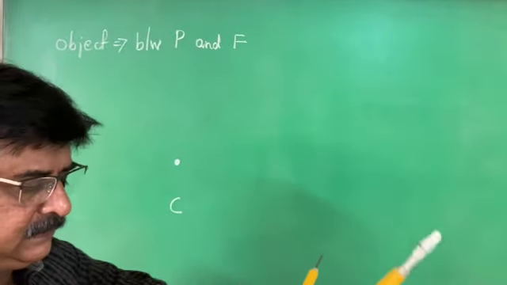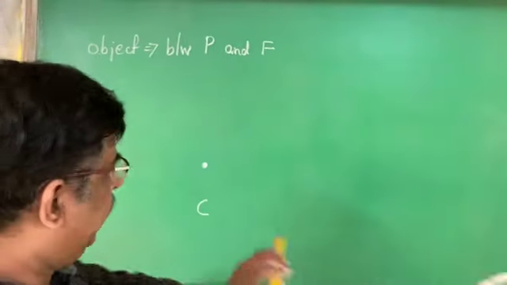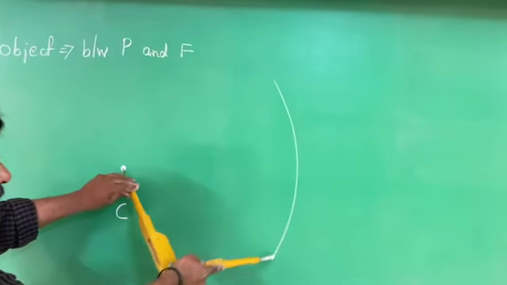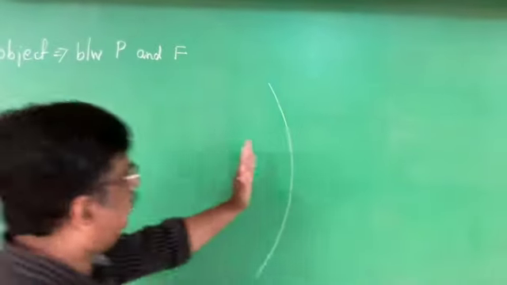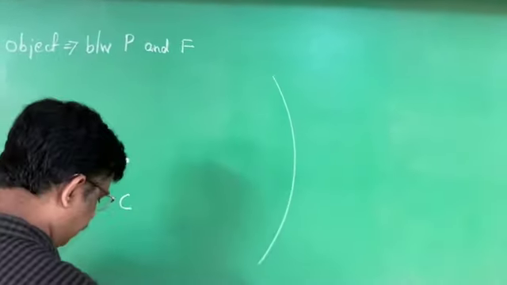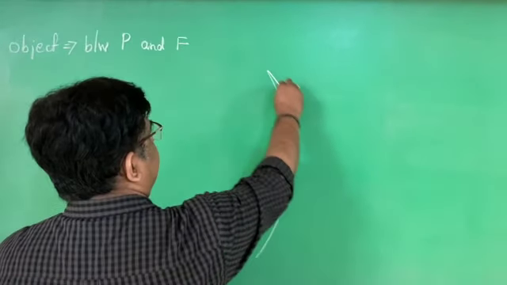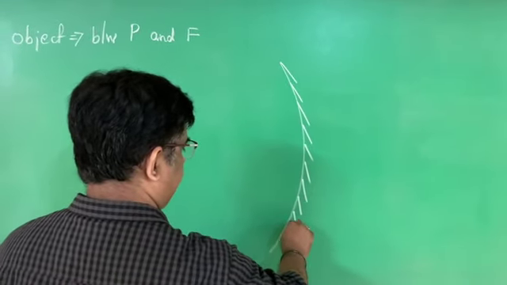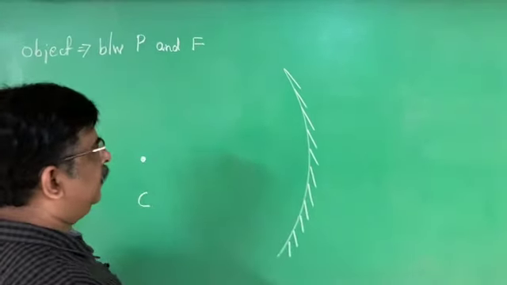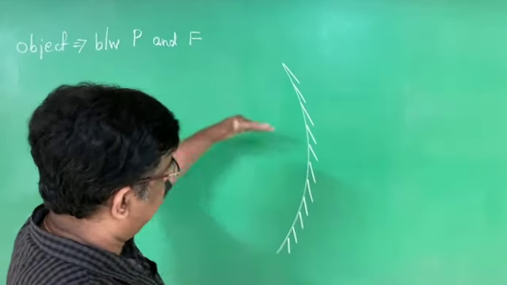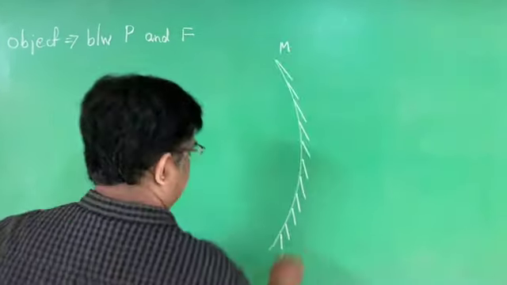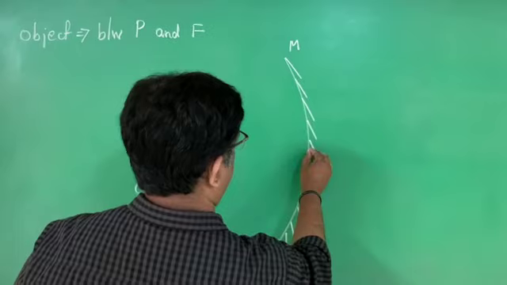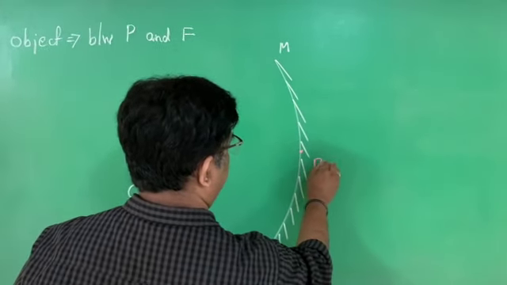Take the compass, take a convenient radius with C as center, and draw an arc. Draw the arc by keeping the space behind the mirror. And make this arc a concave mirror by shading the right side. This is the right side, this is the left side, and this is the reflecting surface. This is the aperture. The midpoint of the mirror is the pole of the mirror. This is the pole of the mirror.